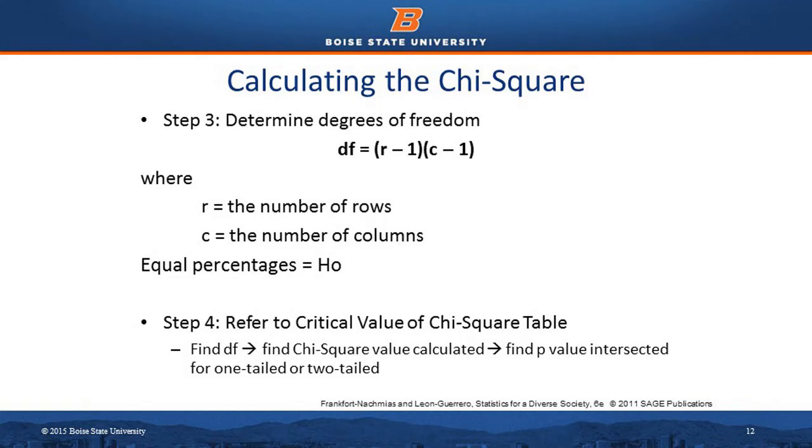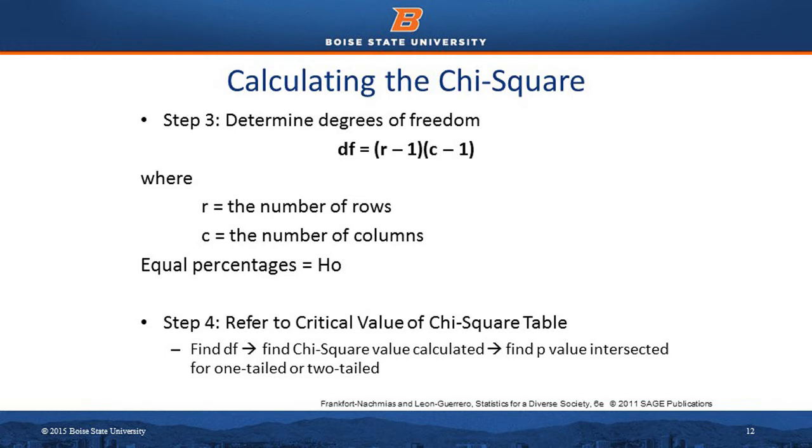In our interpretation, we need to state our degrees of freedom. The formula for calculating the degrees of freedom is r-1 times c-1. Our next step is to find the chi-square value that we calculated, which was 3.92, to find out if the corresponding p-value was significant or not for a one-tailed or two-tailed hypothesis.